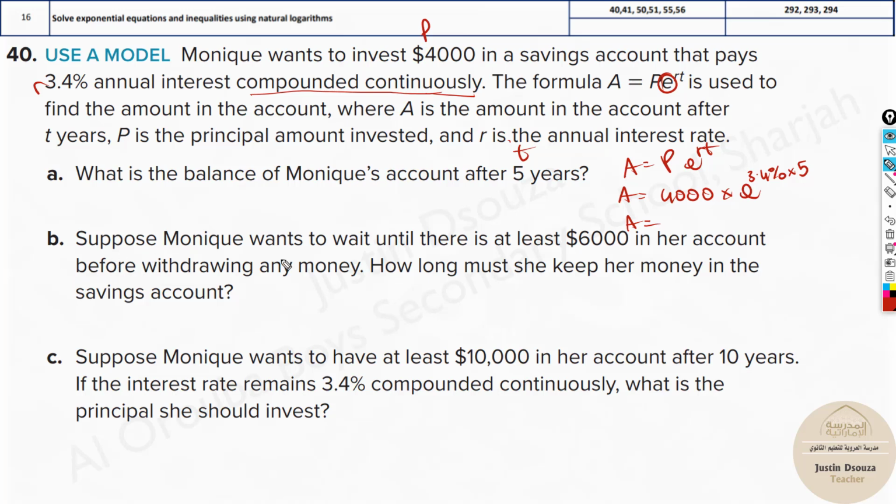Now let's go to the second one and write the equations. Monique wants to wait until there is at least $6,000 in the account before withdrawing any money. How long must she keep money in the savings account? Now it's about time. A equals P e to the power RT, but it's about inequality. At least is used. We need to find the time where the money exceeds $6,000, so this amount must be greater than or equal to 6,000.